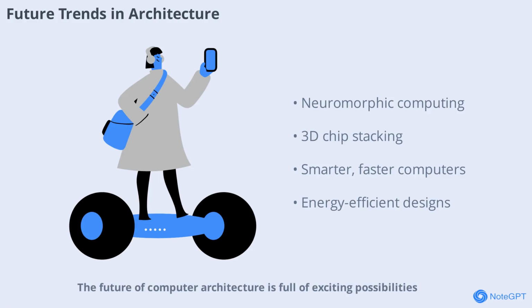The future of computer architecture is full of exciting possibilities. Emerging trends include neuromorphic computing, which mimics the human brain, and 3D chip stacking for greater density and performance. As technology evolves, architects will continue to find new ways to make computers faster, smarter, and more energy efficient.